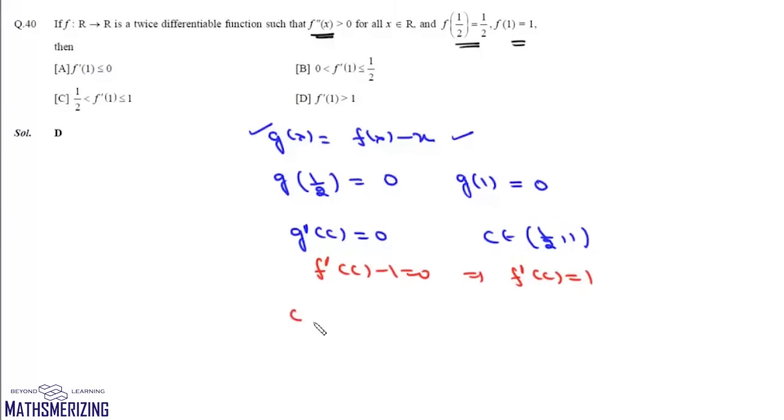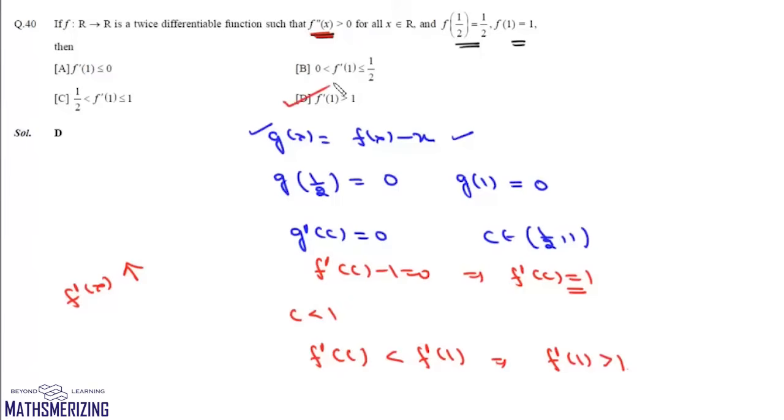Now c is less than 1 and it is given that f''(x) is greater than 0. That means f'(x) is an increasing function. So we can write f'(c) will be less than f'(1). Now f'(c) is 1. So from here we can say f'(1) is always greater than 1, and that's your option D.